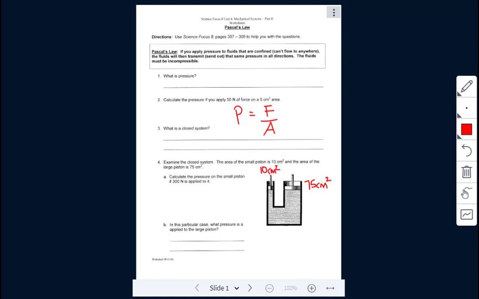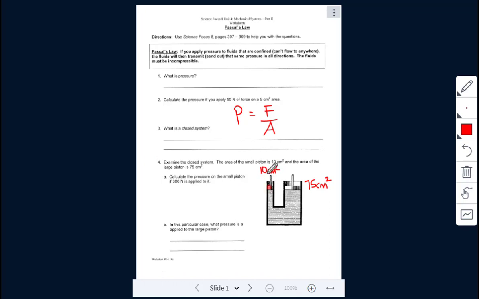All right, so I'm just going to pause here. Okay, so this lesson, we're just doing a quick review of Pascal's law. Basically, Pascal's law says if you apply pressure to fluids that are confined, meaning they're in a closed system, they can't flow anywhere out of this system, the fluids will transmit that same pressure in all directions, and the fluids are incompressible. So this is our closed system. It's a hydraulic system.